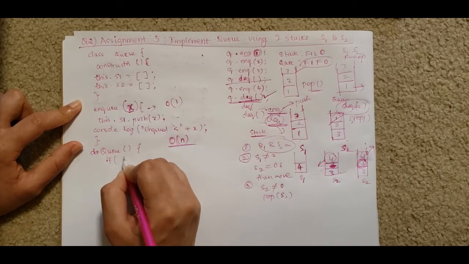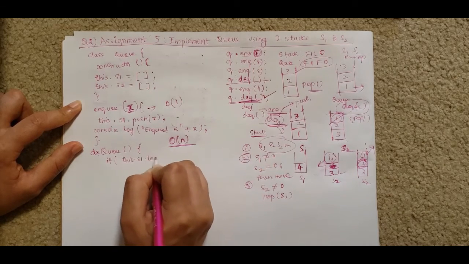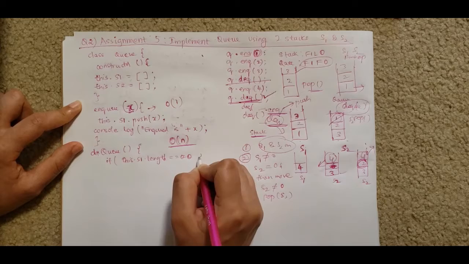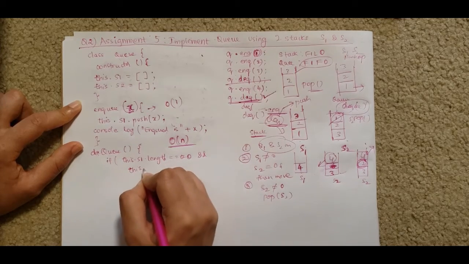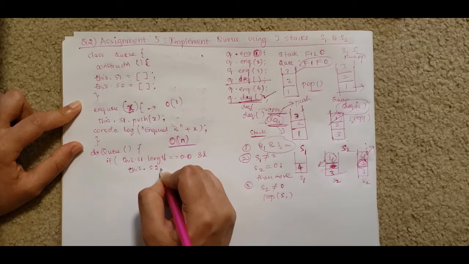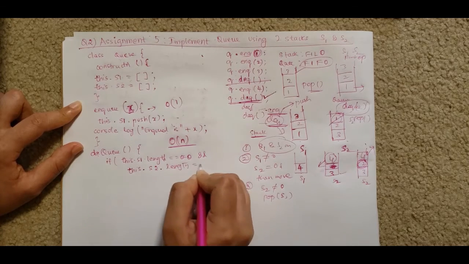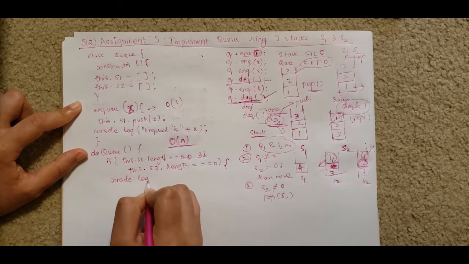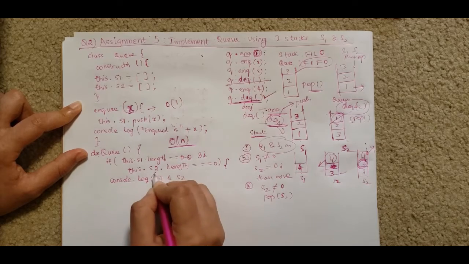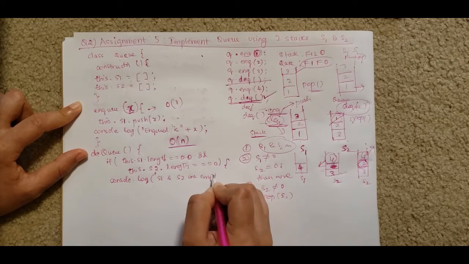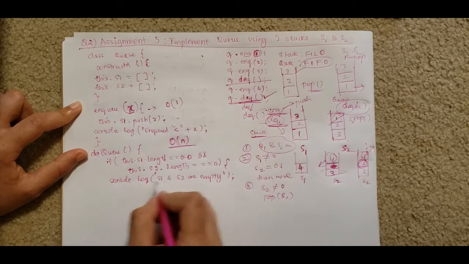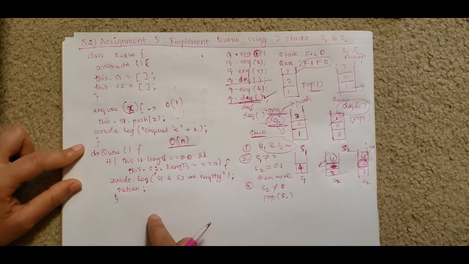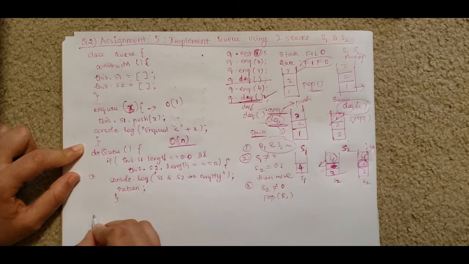If this dot s1 dot length is equal to 0 and this dot s2 dot length is equal to 0, then console log s1 and s2 are empty, and then return. Okay, now this is the first condition.